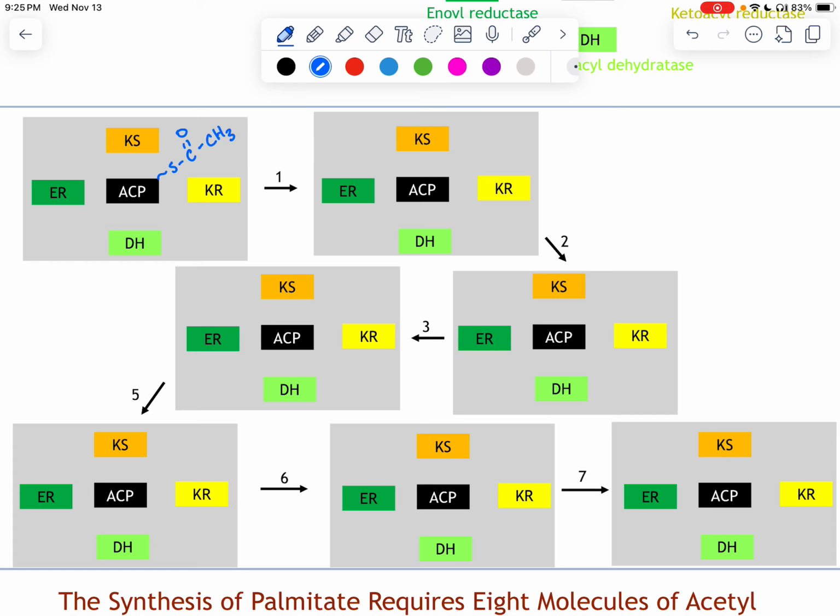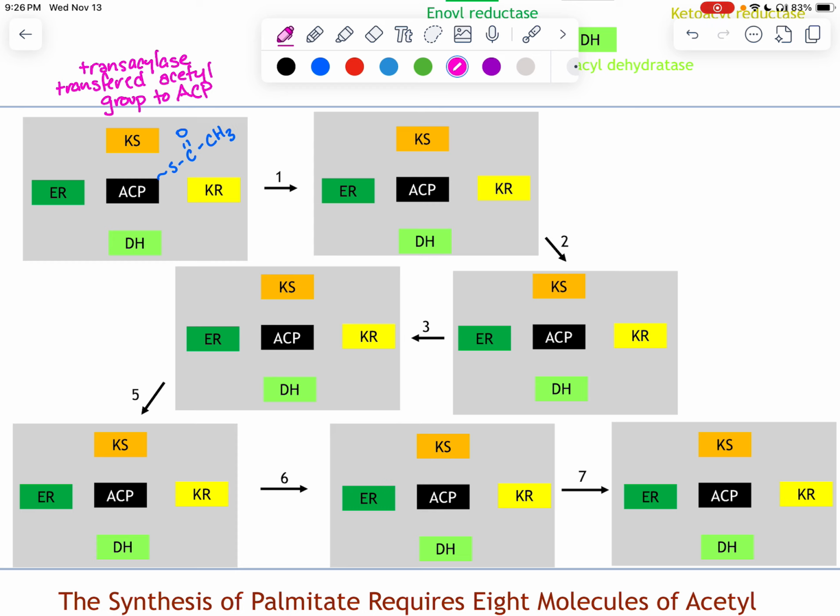Okay, so if you remember, we had that transacetylase enzyme that transferred the acetyl group to that carrier protein. Okay, so essentially we're now all loaded up with our acetyl group. We're ready for a reaction to occur.